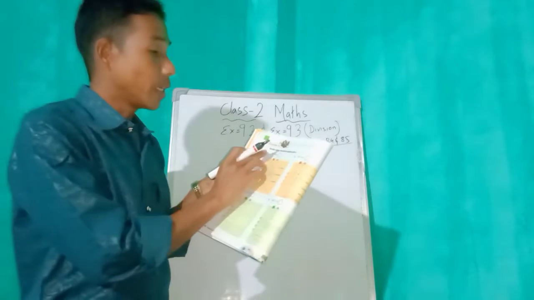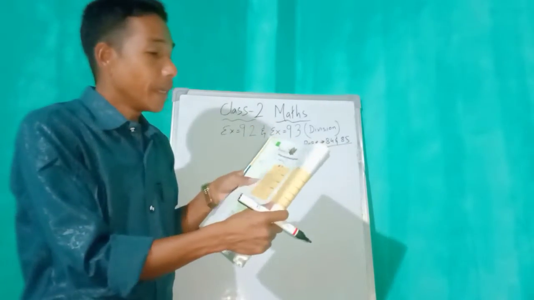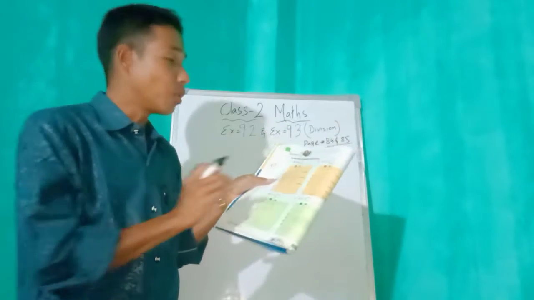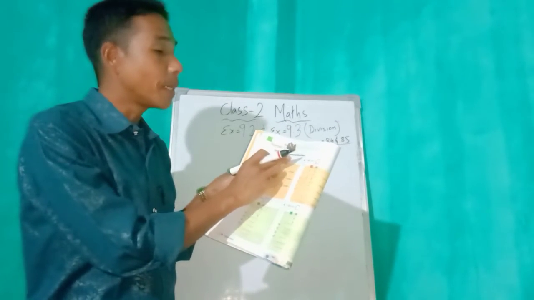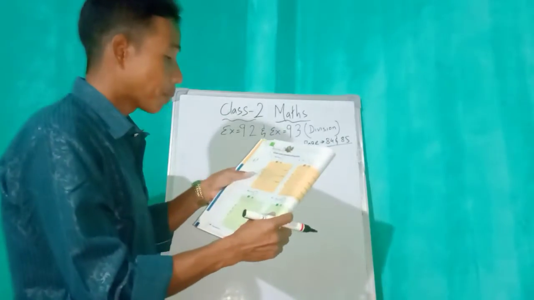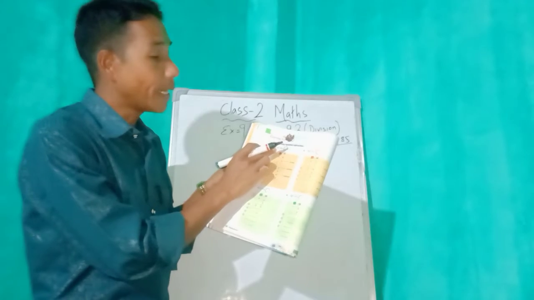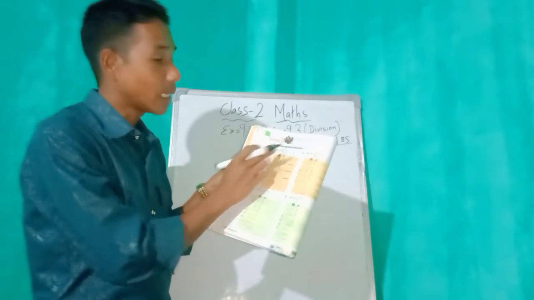See here, it is written here, divide using repeated subtractions. It is the long method we have to do. Divide using repeated subtraction. So number A, it is already given here how to do. It is shown here. See, 18 divided by 6. So how much?